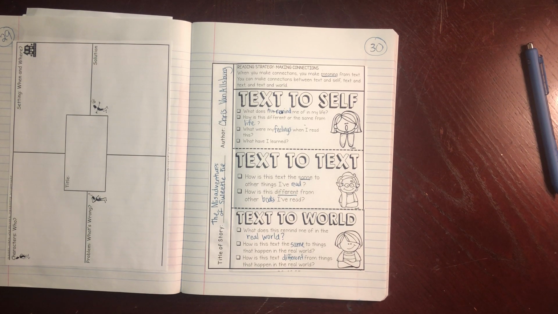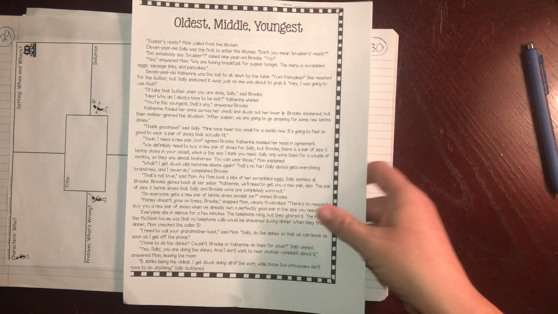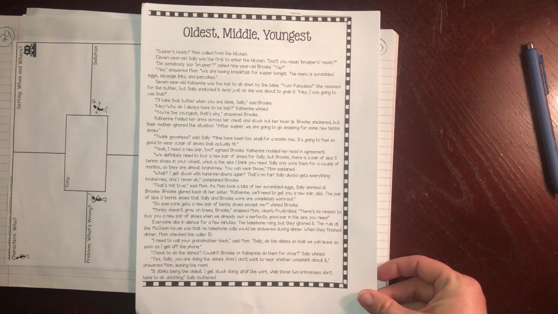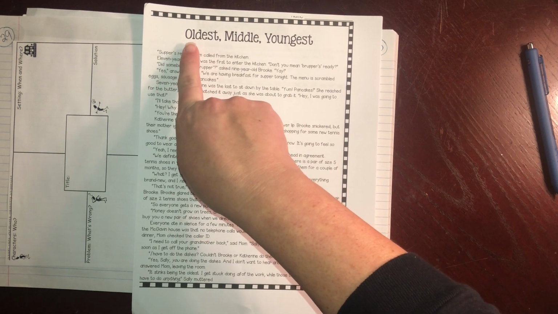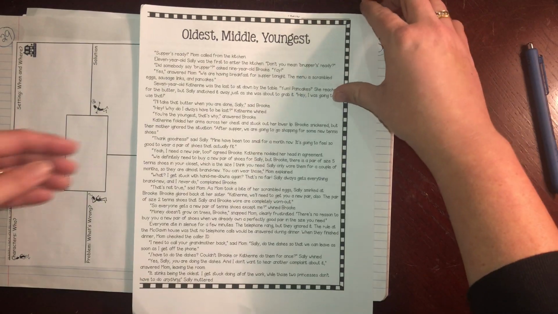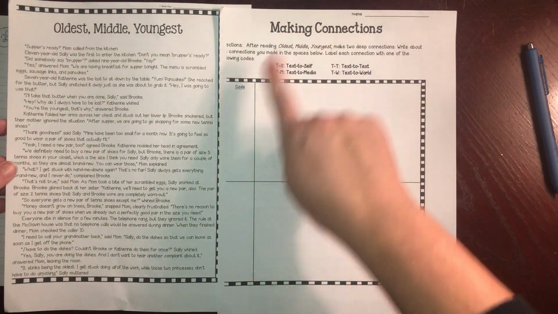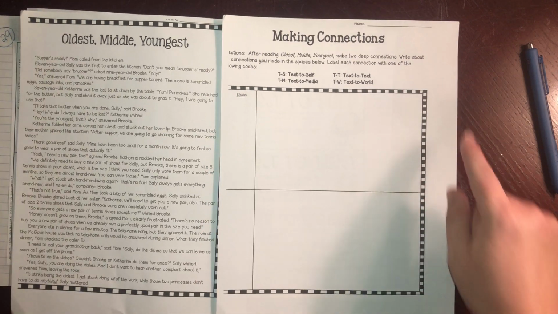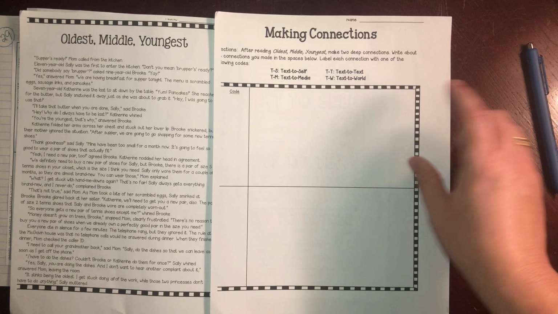Today, for your independent work, you are not going to read on Epic, but you have another article, a story attached to your lesson. The lesson story that you're going to read to yourself is called The Oldest, the Middle, and the Youngest. So you're going to read this story. It's 1 page. And then there is a connection paper. You do not necessarily need this connection paper printed out, but you may if you have a printer at home.